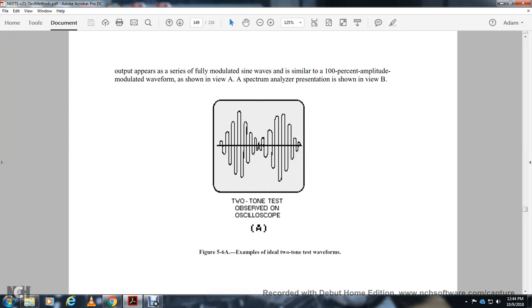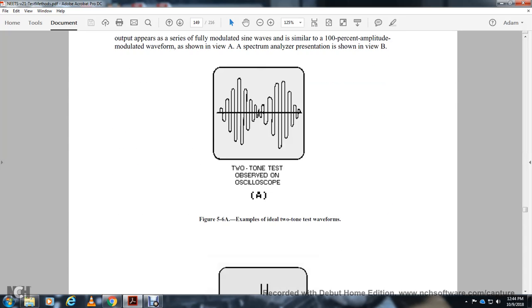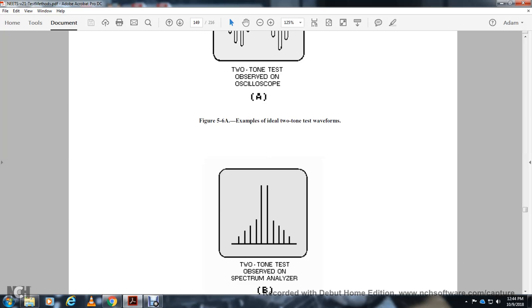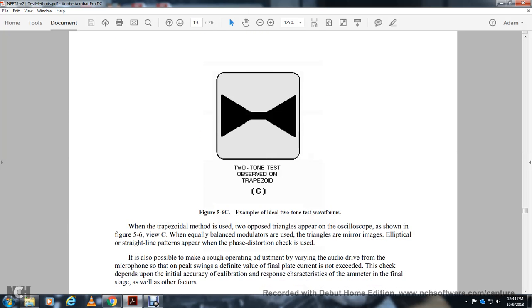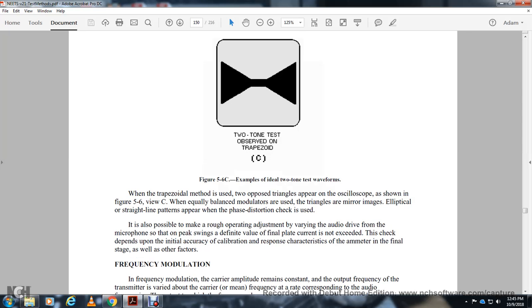Two-tone testing, observe the oscillator. Example of the ideal two-tone waveforms. Two-tone testing, observe the spectrum analyzer. Two-tone testing, observe the trapezoidal pattern. When the trapezoidal method is used, a triangle appears on the oscillator, as shown in figure 5.6 view C. Where there is an equal balance of the modulator, the triangle appears as a mirror image; elliptical or straight-line patterns appear when a phase distortion check is to be used.